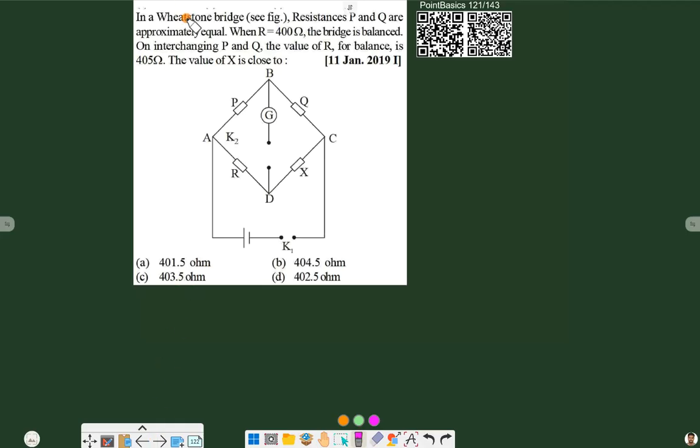In a Wheatstone bridge, as shown in the figure, resistances P and Q are approximately equal. When R is 400 ohm, the bridge is balanced. On interchanging P and Q, the value of R for balance is 405 ohms. The value of X is close to what? So we have to find out the value of X.